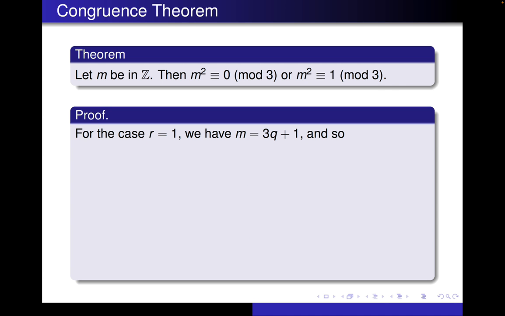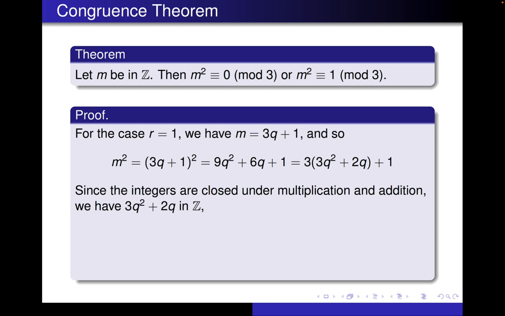For the case r equals 1, we have m equals 3q plus 1, and then we do the exact same computations that we did before. Now we have to do a little justification step. We have to use the fact that the integers are closed under multiplication and addition, and therefore 3q squared plus 2q is an integer, and that will imply that m squared is congruent to 1 mod 3.